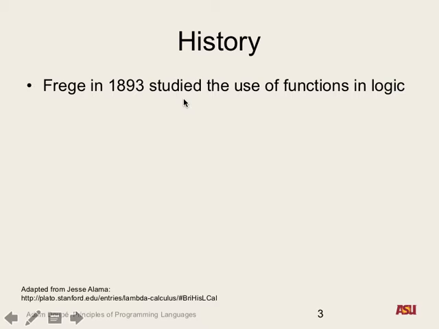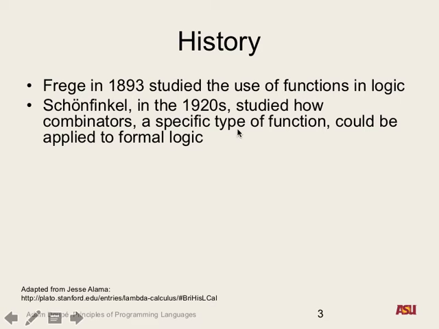So they were trying to understand logic, right? So I believe you've taken classes on logic, right? First order logic, Boolean logic, right? And so he was interested in trying to study, well, what do functions mean in logic? How can we use that there? Then in the 1920s, Schönfinkel studied how combinators, which are what we're going to get to, are a very specific type of function and how those can be applied to formal logic.